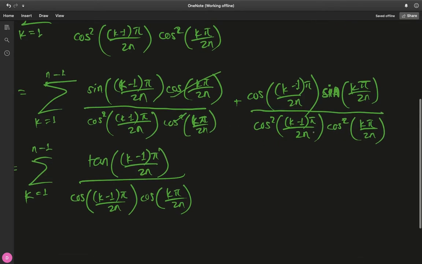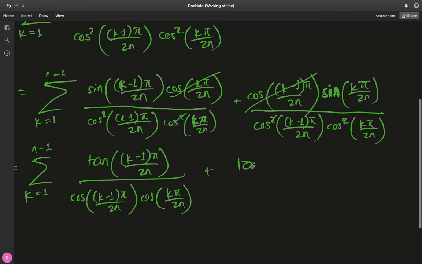And a similar thing is happening over here also. So instead of cancelling out the k pi over 2n, we're cancelling out one of the (k minus 1) pi over 2n, and then we're using one cosine from the cosine squared of k pi over 2n with the sine, so sine over cosine will make a tangent.